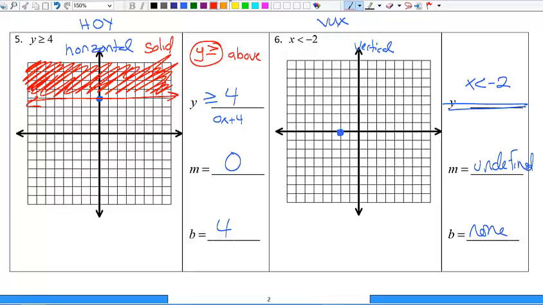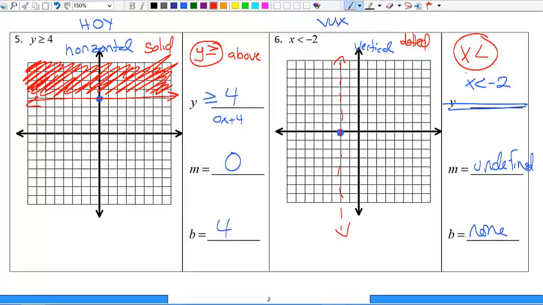Is it a solid line or a dotted line? Well, because there's not an or equal to, that means it's a dotted line, or a dashed line, whatever you like. So do your best to draw a dashed line there. And because we have x is less than, now this is different than all of the other problems. All of the other problems were y is greater than or y is less than. So we shaded above or below, because y is a vertical direction, so you're either shading above if it says y is greater than, or shading below if it says y is less than.